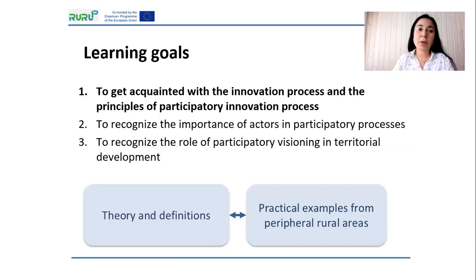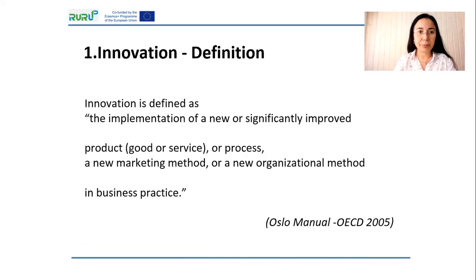The learning goals we have in this module are related to getting acquainted with the innovation process per se and the principles of participatory innovation process. Then to recognize the importance of actors and stakeholders in these processes, and to recognize the role of participatory visioning for territorial development with a focus on peripheral rural areas. In the module, we will have both theory and definitions, and practical examples from peripheral rural areas.